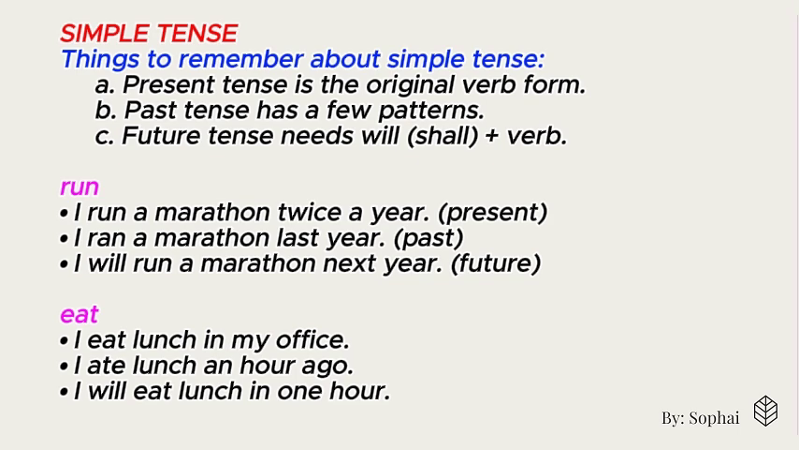Run. I run a marathon twice a year. Present. I ran a marathon last year. Past. I will run a marathon next year. Future. Eat. I eat lunch in my office. I ate lunch an hour ago. I will eat lunch in 1 hour.